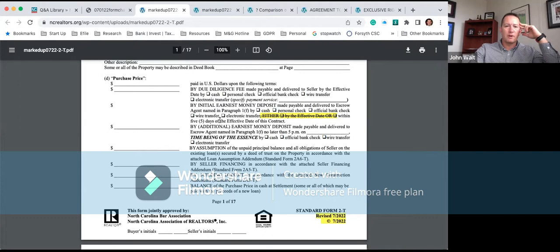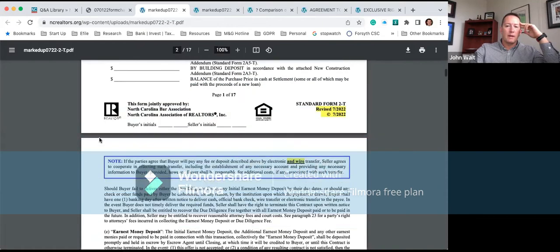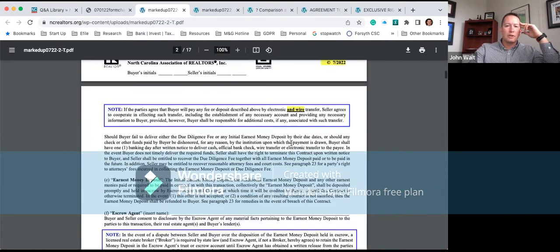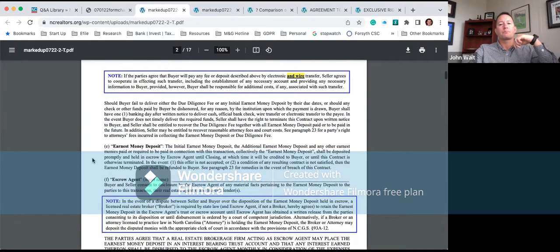Small change right here, taken out by the effective date. So now it's just 5 days within the effective date as far as the checkbox. Mind you, if a party really wants it by the effective date, they can still insist on that. They would have to write it in or make it happen a different way. And I'm not going to cover every change like this right here. Electronic transfer now and wire transfers, just make it more clear what's already there.